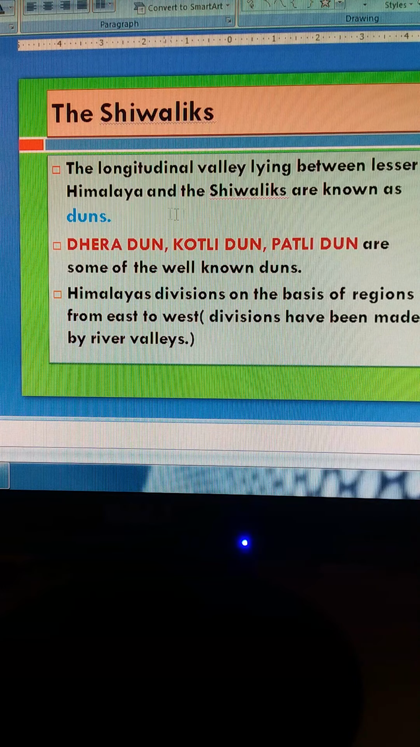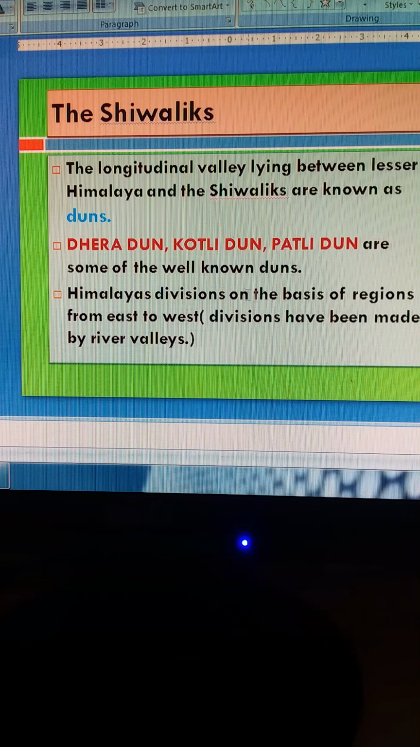The longitudinal valleys lying between the Lesser Himalaya and Shivaliks are known as Duns. These are new terms you are hearing. Dehradun, Kotli Dun and Patli Dun are some of the well-known Duns.